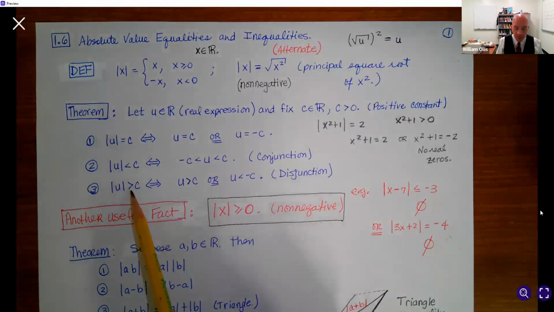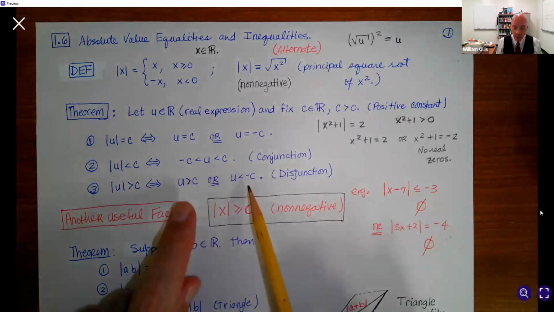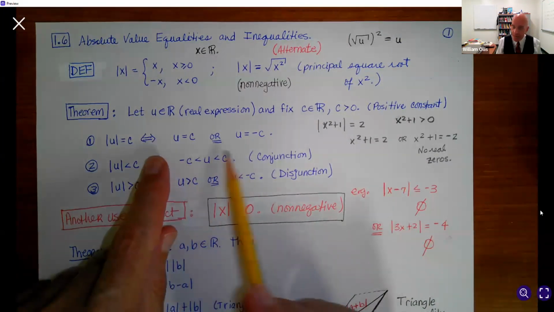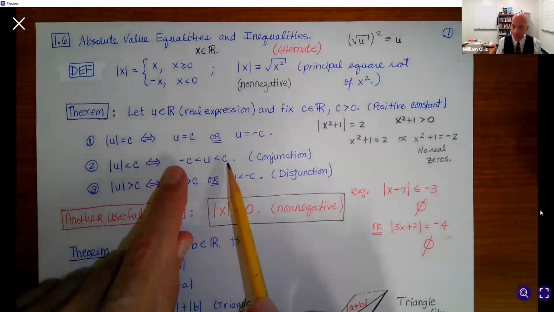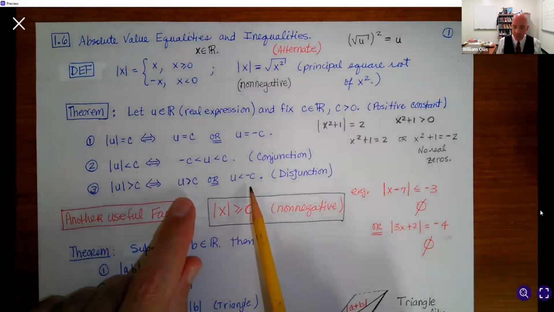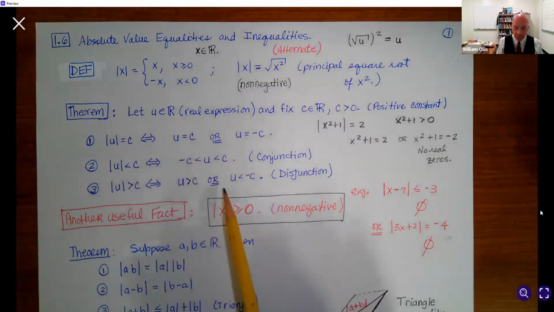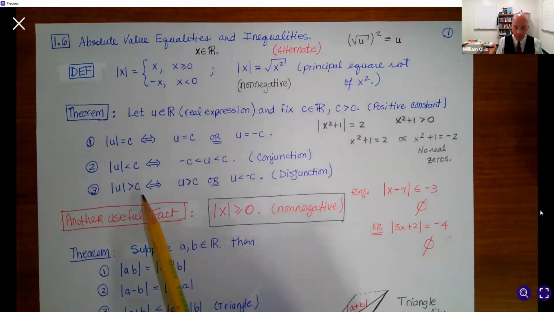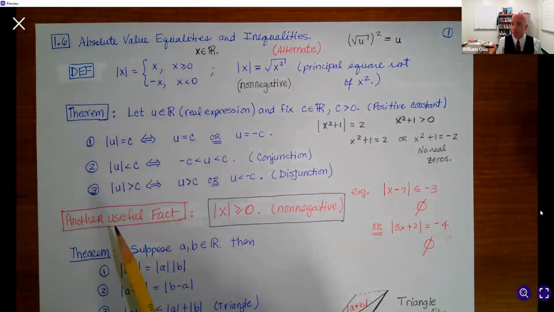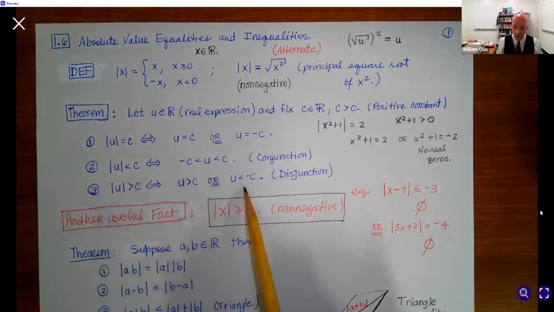Now, if we flip the inequality and have the absolute value of u greater than c, then instead of having the intersection, so to speak, or a compound inequality, we get two separate inequalities. And again, we're back to number one, where it might be the case that the expression u never takes on any negative values. And if it doesn't, then we would not get any solution here. We wouldn't get a real solution.